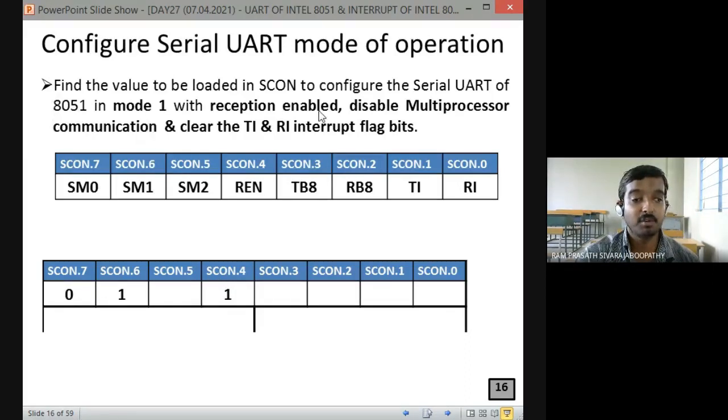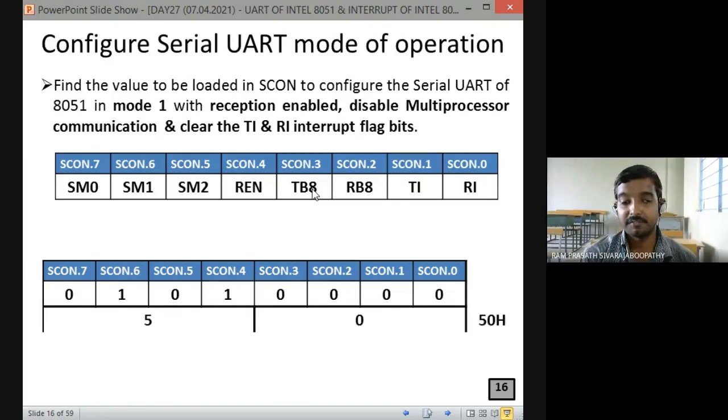Multiprocessor communication mode we have to disable. So what about the value at the SM2 bit? Yes, again it is going to be 0. SM2 bit is equal to 0. Now all other bits we have to clear. We have to assume we are not going to transmit any 9th bit now, and we are not going to have any 9th bit reception. Then TI, RI, everything must be clear. That's all. What about the word we are having?